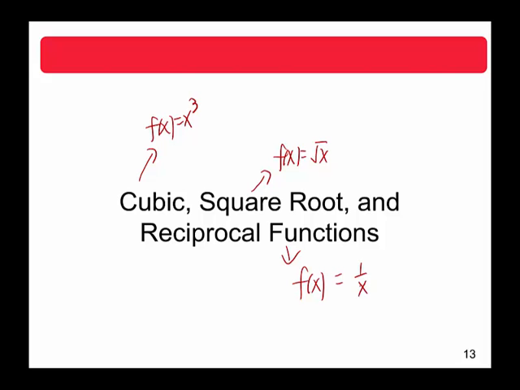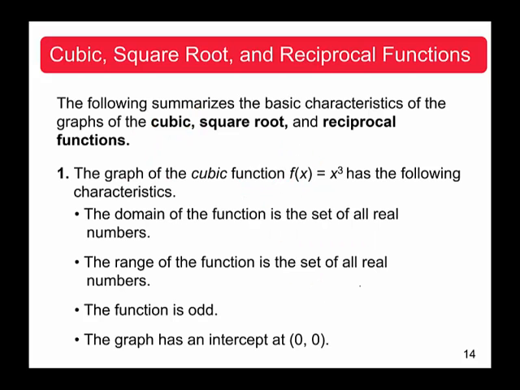Okay, so those three, now three types of graphs. Let's start with the cubic function, f of x equals x cubed. The domain is all real numbers, from negative infinity to infinity. The range is also all real numbers, negative infinity to infinity. And the function is an odd function.